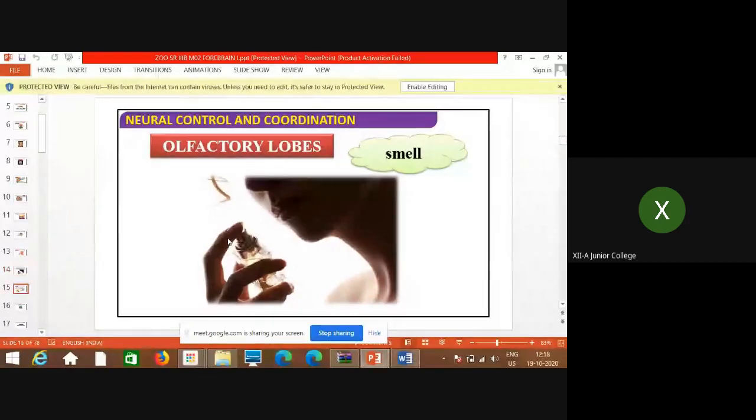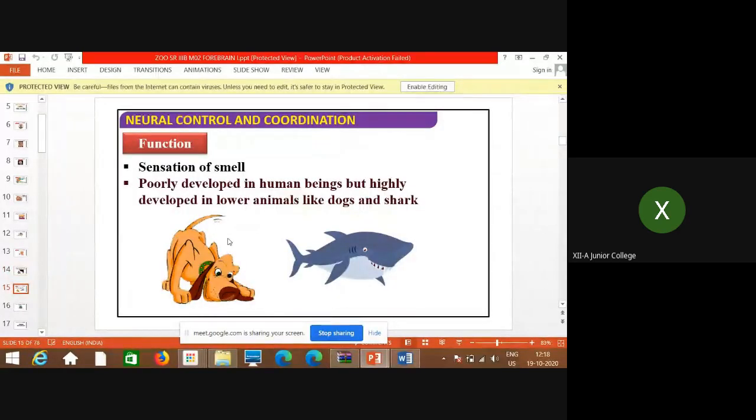Now, the sensation of smell is the main function of the olfactory bulb. We studied the position, we studied the structure, and now this is the function. So always divide this into three parts: the structure, location, and function. The first two parts we studied. Now the function: what is the main function? Sensation of smell.